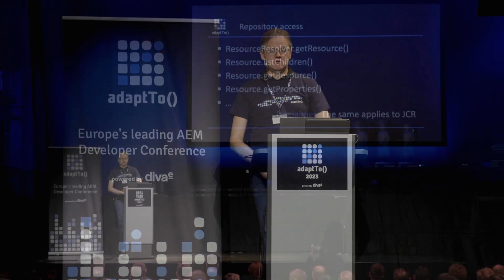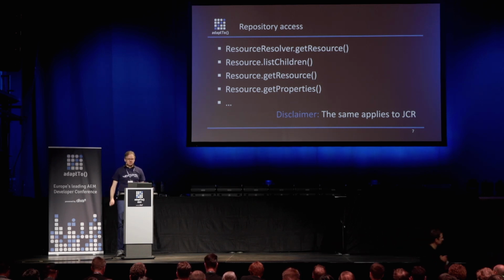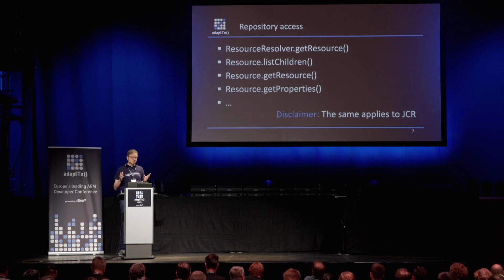Okay, so first, what is repository access? Well, the usual suspects: resource resolver getResource, resolve, resource listChildren, getProperties, the same on a JCR level. That means it doesn't matter if you use the resource or JCR level. Here I counted only the resource level. I think there might be some direct JCR accesses by the WKND application. If there are, I haven't accounted for them. But when you have a lot of JCR access directly bypassing Sling, it's the same.